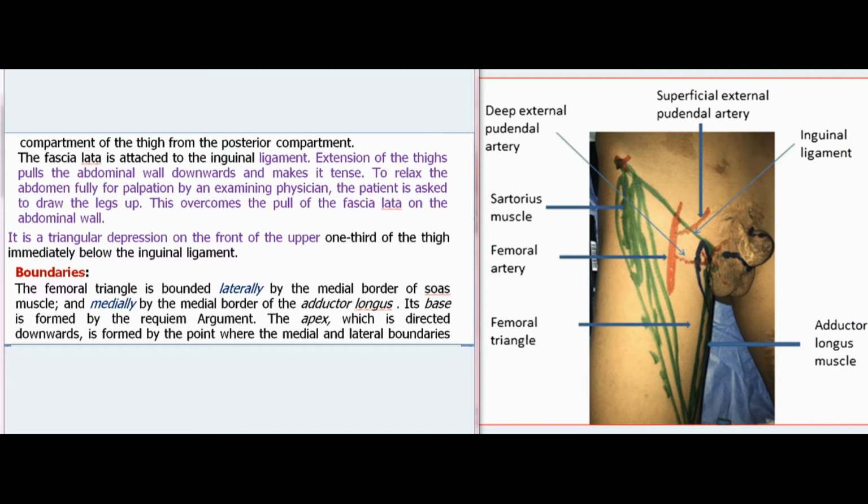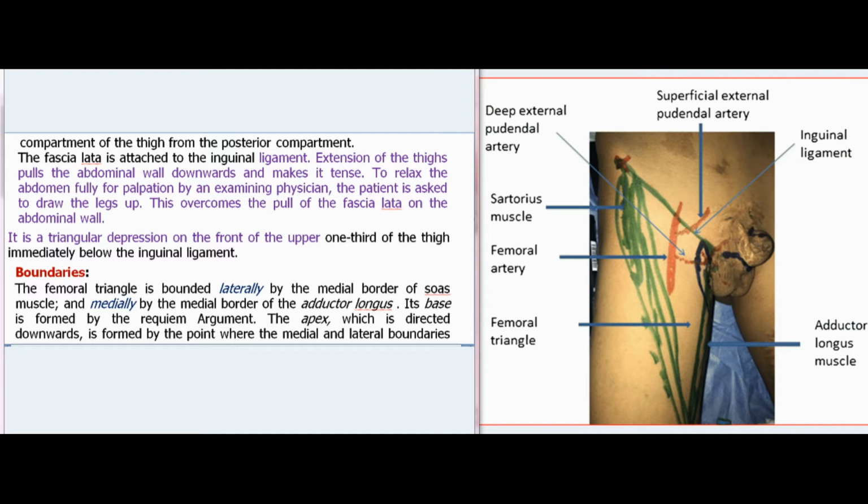The fascia lata is attached to the inguinal ligament. Extension of the thighs pulls the abdominal wall downwards and makes it tense. To relax the abdomen fully for palpation by an examining physician, the patient is asked to draw the legs up. This overcomes the pull of the fascia lata on the abdominal wall.